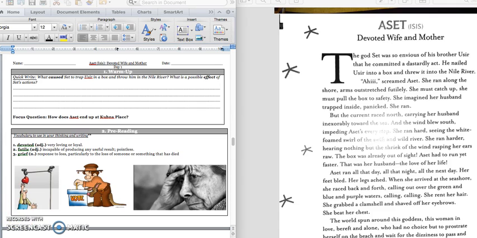It's pointless. And the last one is grief. And that's the feeling you have when you've lost someone that you love. And this woman is experiencing grief.